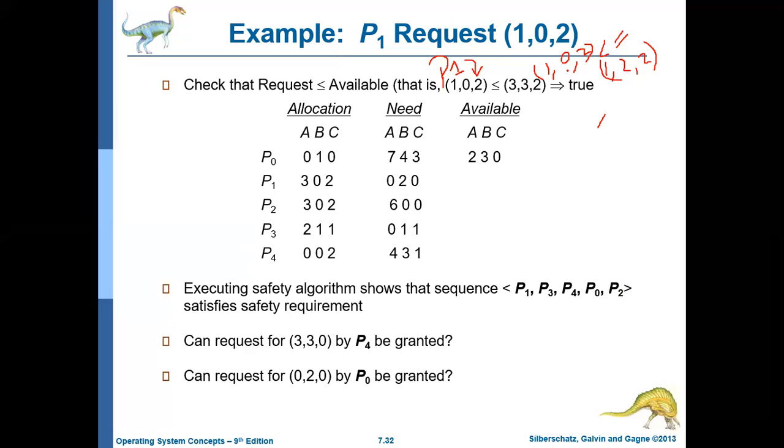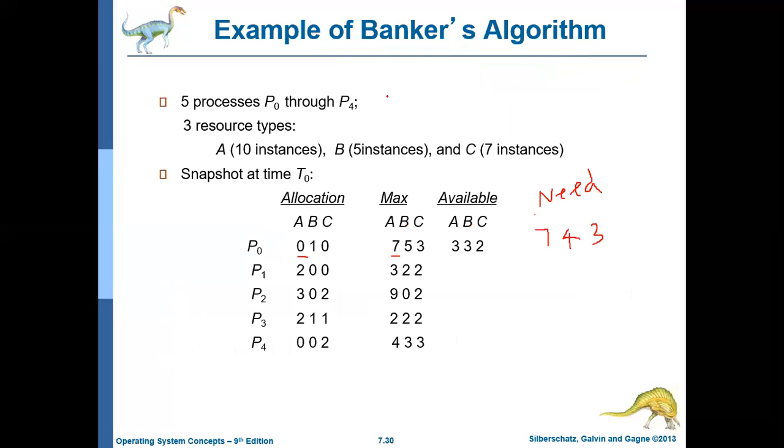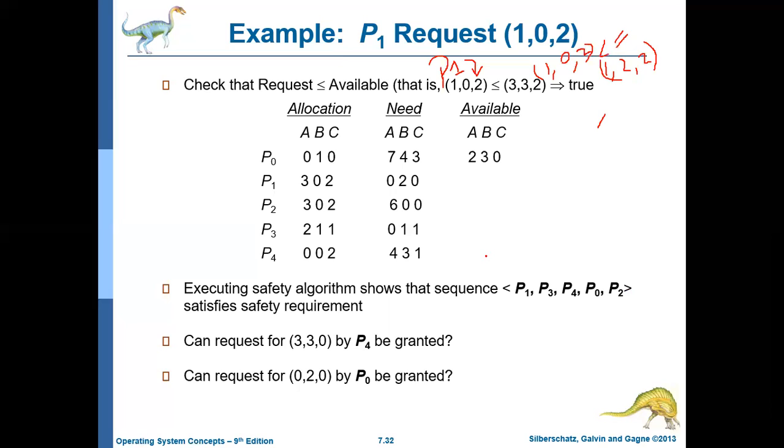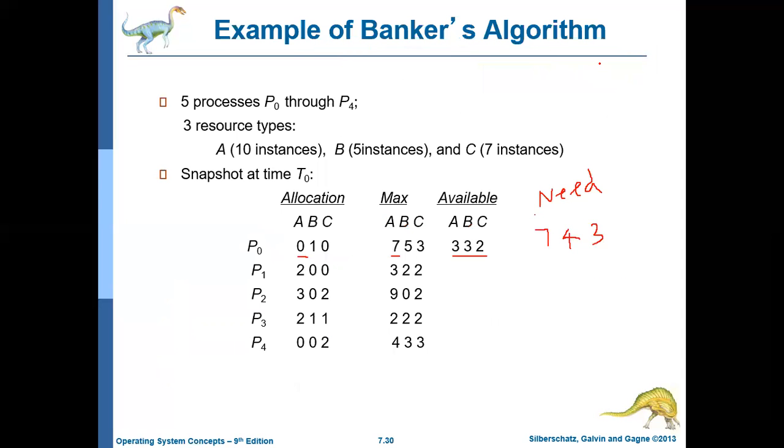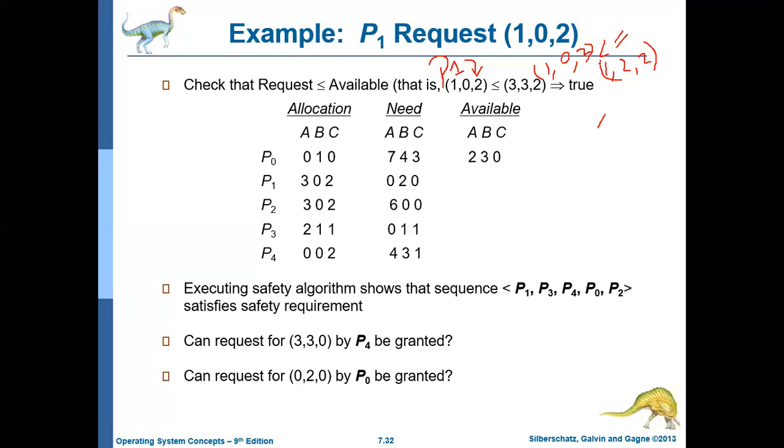Fine. So less than need means you go to the next step. The next step is to check whether it is less than available or not. What is available? In our previous case, the available is 332. Available is 332, and it is requesting 102. Yes, so 102 is again less than or equal to 332. So it is available, and its request can be satisfied.